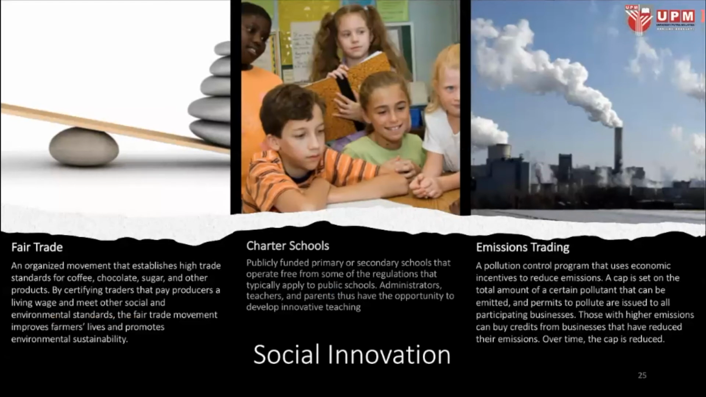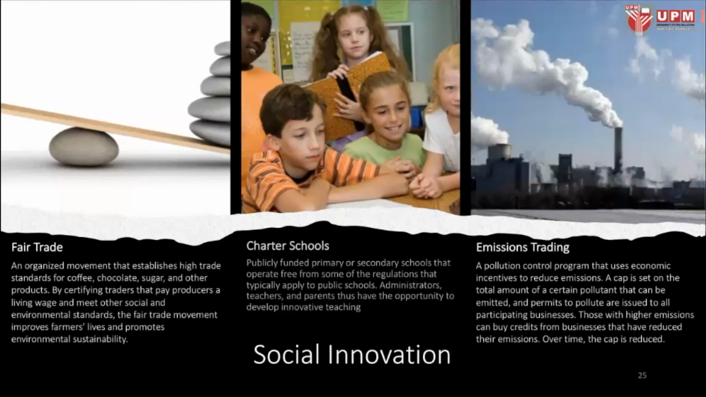For example, the first one is fair trade, an organized movement that establishes high trade standards for coffee, chocolate, sugar, and other products by certifying traders that pay producers a living wage and meet other social and environmental standards. The fair trade movement improves farmers' lives and promotes environmental sustainability. So it's not just about getting a quality, good product coming out of it, but having thought as well as action on the well-being of the farmers.